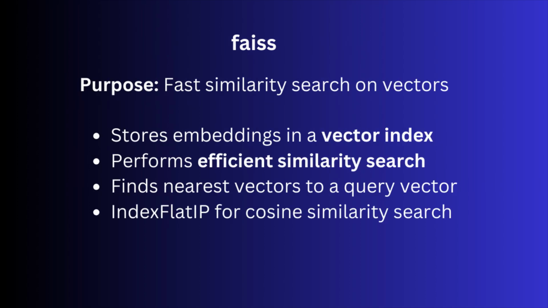FAISS: fast similarity search on vectors. It stores embeddings in a vector index, performs efficient similarity search, and finds the nearest vectors to a query vector. In short, FAISS quickly finds similar embeddings from large datasets. We will discuss vector databases like FAISS in the upcoming videos.